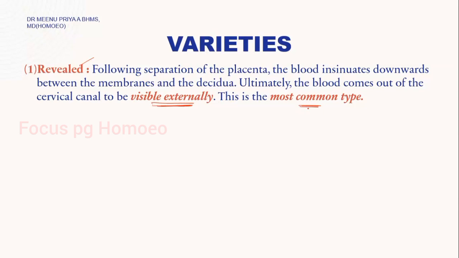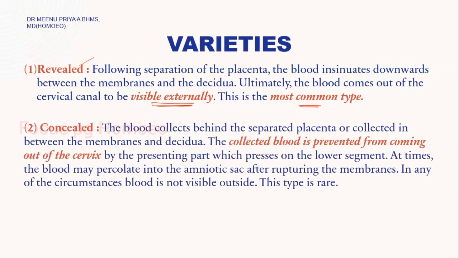So you should remember which is the most common type of abruptio placenta. It is the revealed type. Next is concealed type. As the name suggests, here bleeding is occurring, but the obstetrician or the patient is not able to see it; there is no visible bleeding. The blood collects behind the separated placenta or between the membranes and decidua, and the collected blood is prevented from coming out of the cervix by the presenting part, which presses on the lower segment. At times, the blood may percolate into the amniotic sac after rupturing of the membranes, and in any of these circumstances, blood is not at all visible outside. So this type is a rare type.